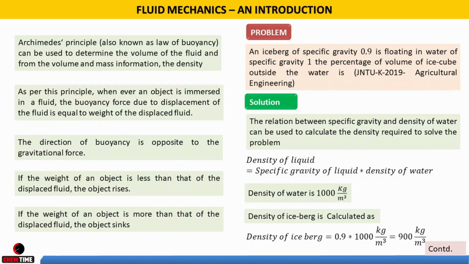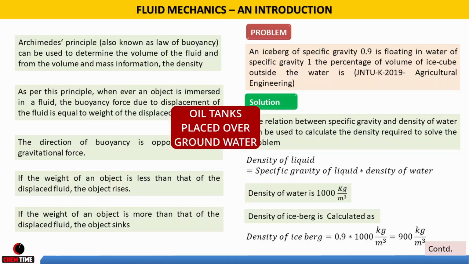Coming to Archimedes' principle, this principle is also known as the law of buoyancy and can be used for determining the volume of the fluid, and from the data on volume and mass we can calculate the density. As per this principle, whenever an object is immersed in a fluid, the buoyancy force, which is due to the displacement of the fluid, becomes equal to the weight of displaced fluid. And the buoyancy force acts in a direction opposite to the gravitational force. This principle is useful for oil tanks that are placed over groundwater.